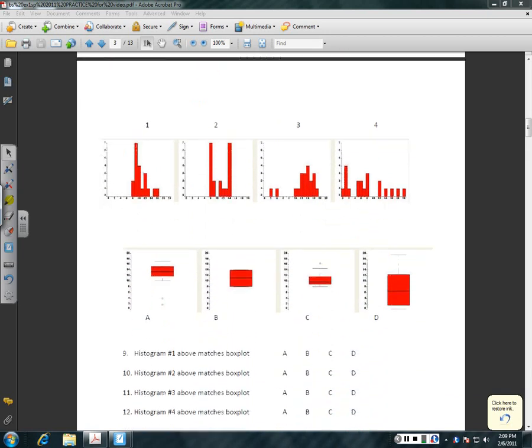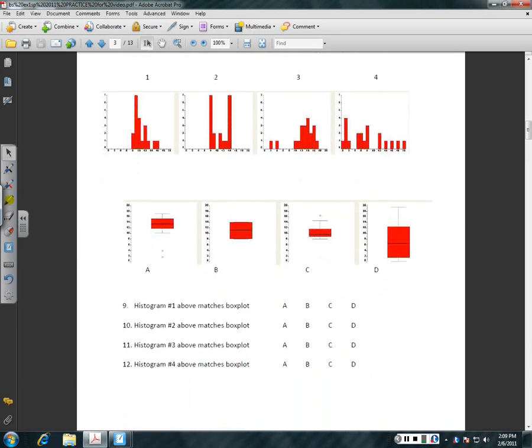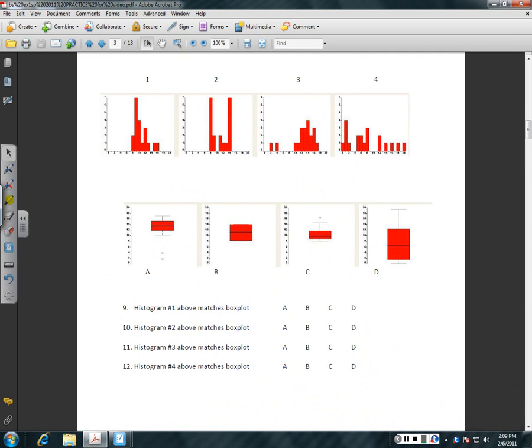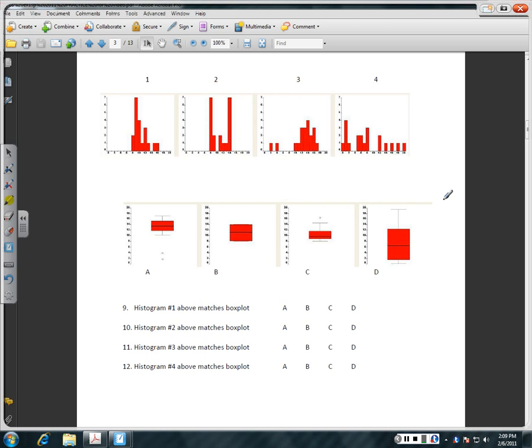Okay, in the next slide, we're matching box plots and histograms. And let's see, a few cues here. Pretty easy here that 3 goes with A. You see we have 2 outliers here. That's clearly 2 outliers on the lower end. So that's going to be A.